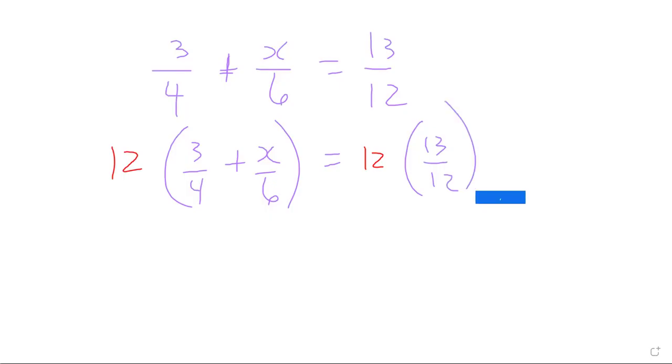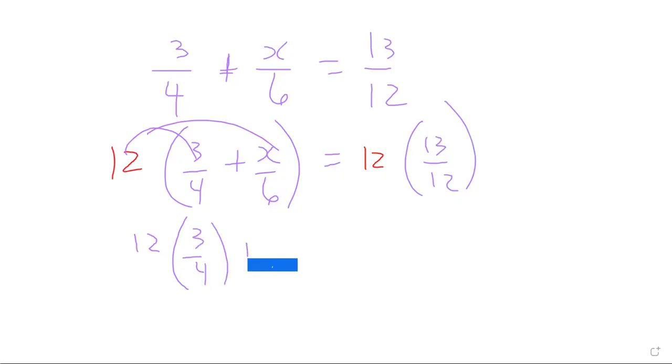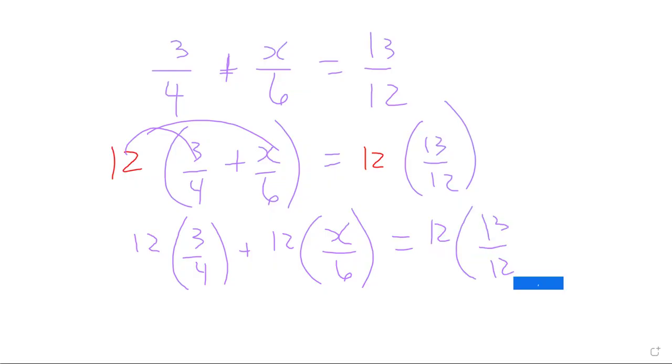Now, if you use the distributive property, you'll see that this comes to 12 times 3 over 4 plus 12 times x over 6 equals 12 times 13 over 12. And that is why I earlier said that you are multiplying each term by 12. So you could have skipped this part here.